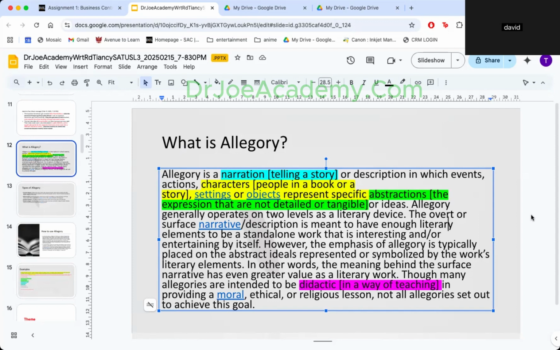However, the emphasis of allegory is typically placed on the abstract ideas represented or symbolized by the work's literary elements. In other words, the meaning behind the surface narrative has even greater value as a literary work. Though many allegories are intended to be didactic, in a way of teaching and proving a moral, ethical, or religious lesson, not all allegories set out to achieve this goal. Good job.